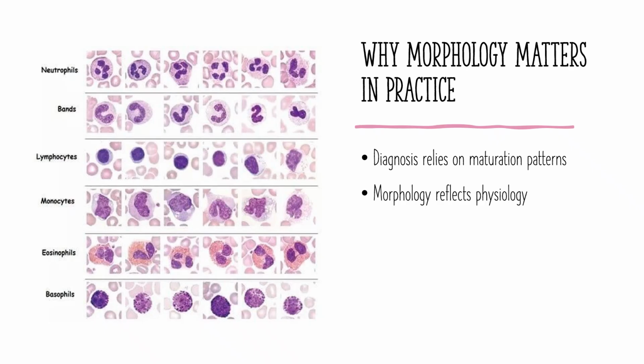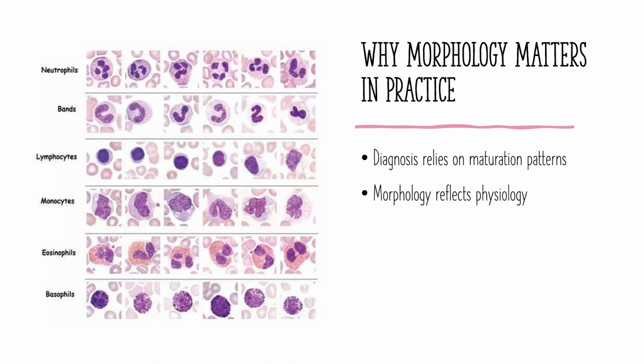Every structural feature you see, chromatin density, nuclear segmentation, or cytoplasmic granules, reflects cellular function. Structure and physiology are inseparable.